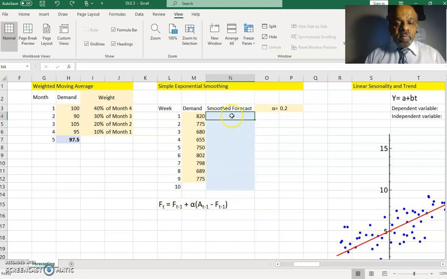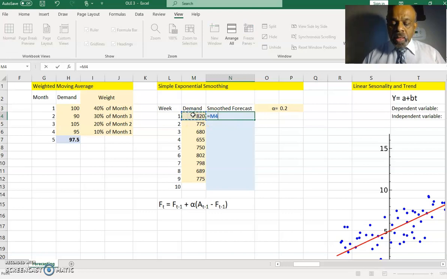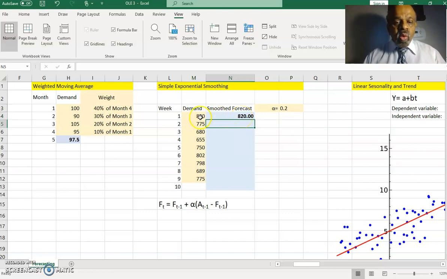For week 1, we do not have anything before that. This is the 1st week that we have, so I'm going to take that as equal to 820. It is the same as my demand, because I do not know the prior weeks. We don't know if the actual demand was 820 or 800. That's the reason I'm assuming it's going to be 820. So for the first week, we take it as the same as the demand.